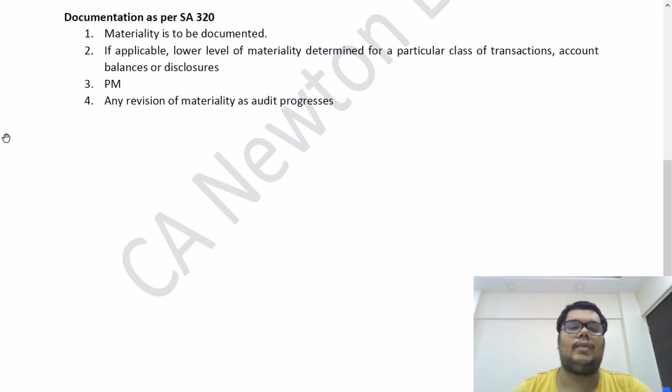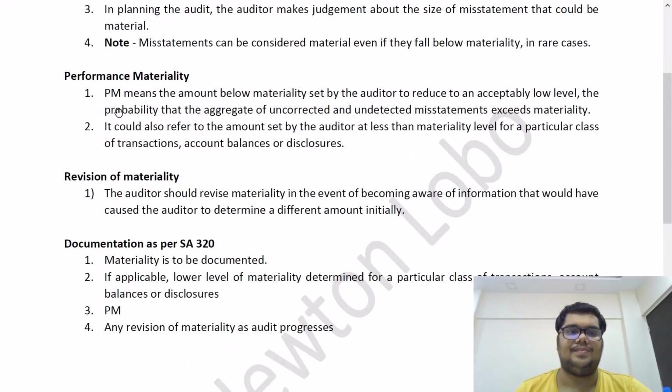What do we need to document? Number 1, we need to document the materiality. Number 2, if applicable, lower level of materiality determined for a particular class of transactions, account balances, or disclosures. Third point, PM, performance materiality. Fourth point, any revision of materiality as audit progresses. So if you see, this is coming from all the answers above.